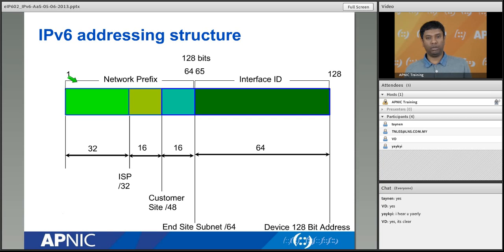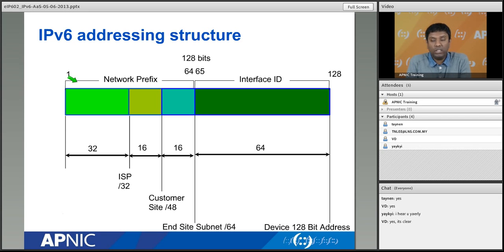So what the registry, as an example APNIC, does is create further subnets from that /12. If you see APNIC's /12, APNIC can create up to bit 32, right, which is 20 bits more from the 12 bit, or up to /48.